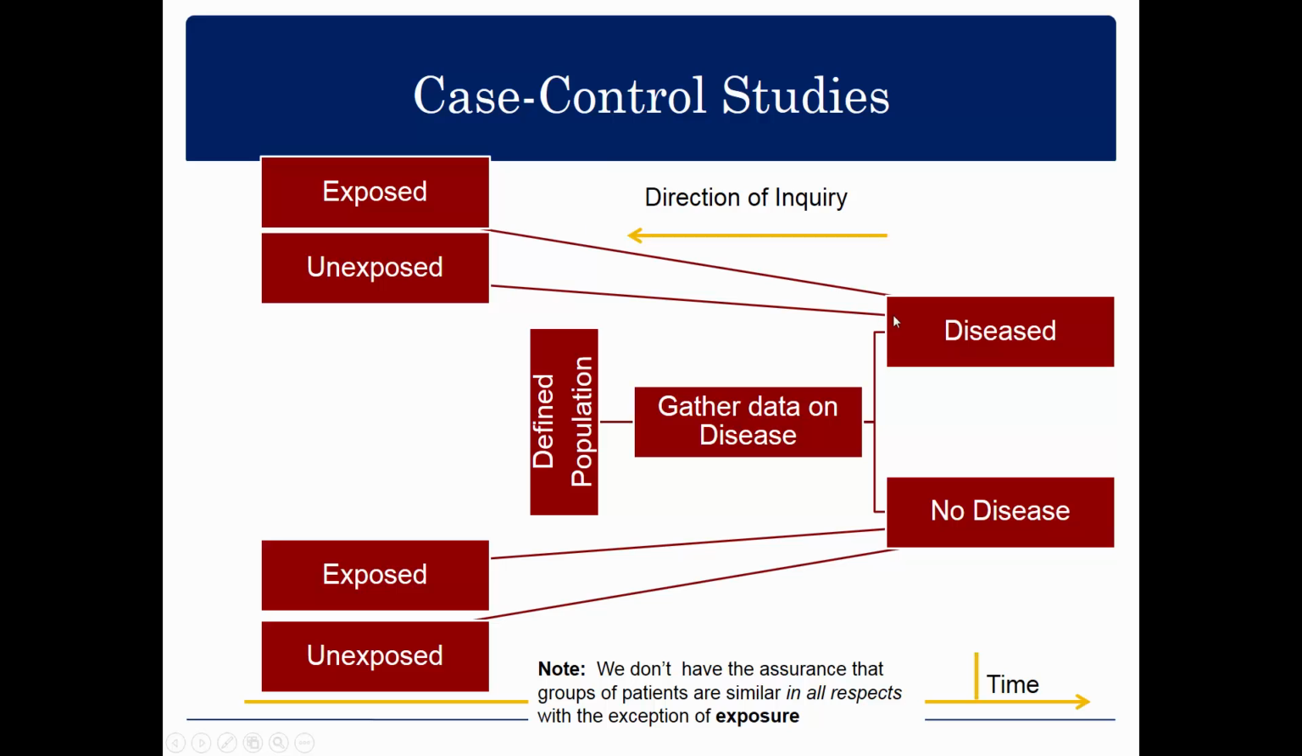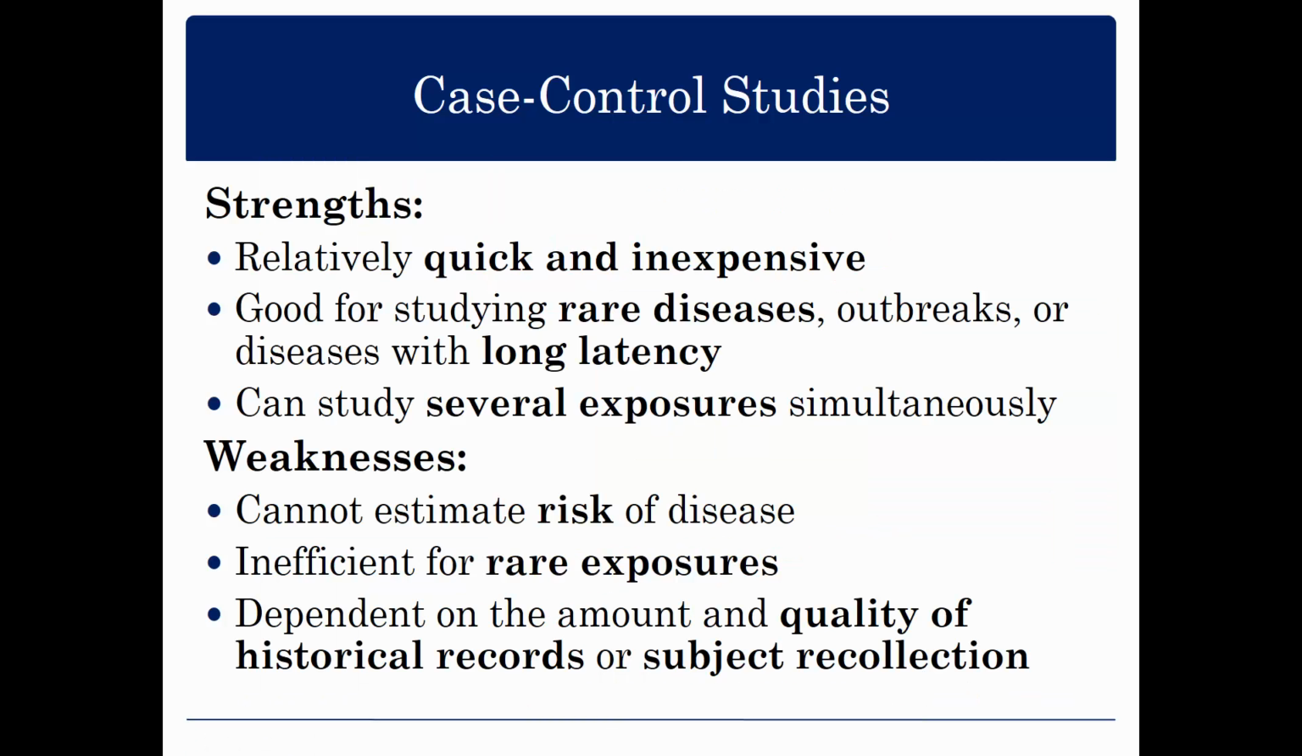So you can study several exposures simultaneously, because as long as you have your cases and controls, you can look back and ask them all kinds of things about risky behavior or exposures, or look at their medical records back in time and see what all different drugs they took, what therapies they had. So you don't have to have a single exposure of interest. You can have many if the data allows it. The weaknesses is that you can't estimate the risk of disease. It's inefficient for rare exposures, and it depends on the amount and quality of that retrospective data, so either subject recollection or some historical records.